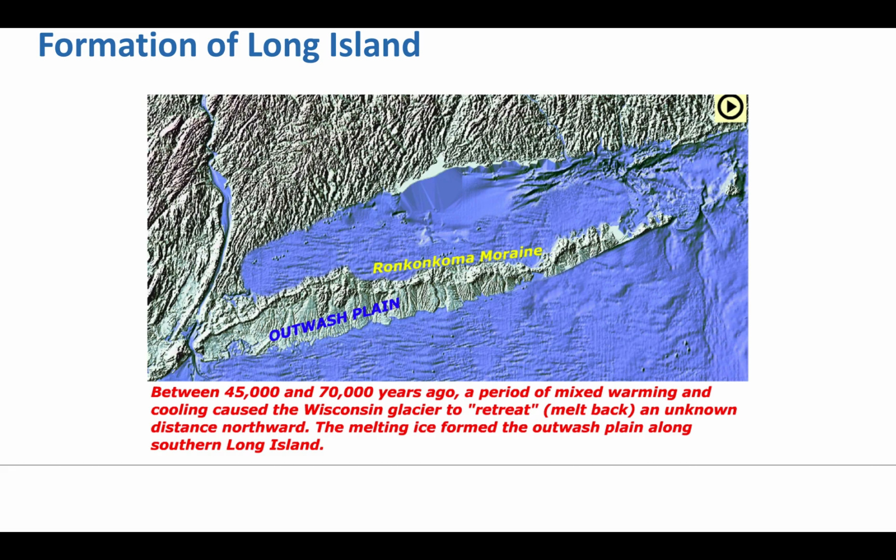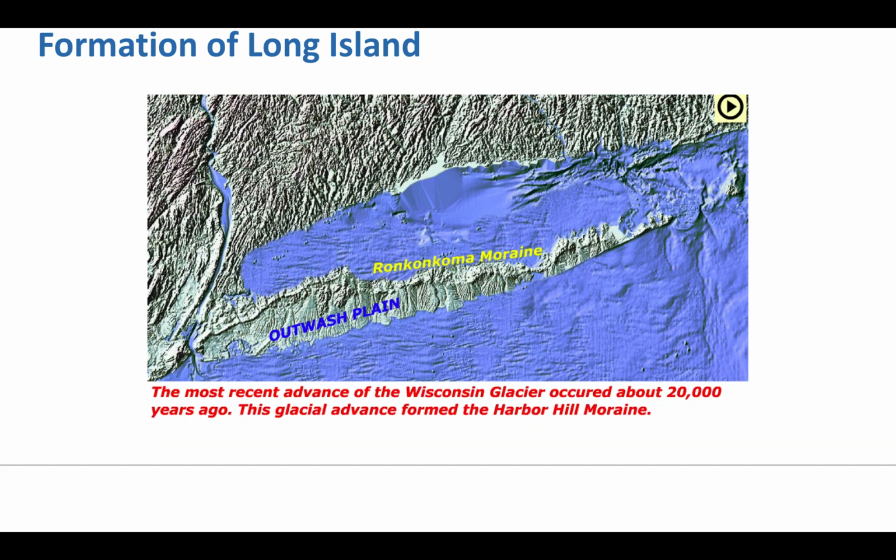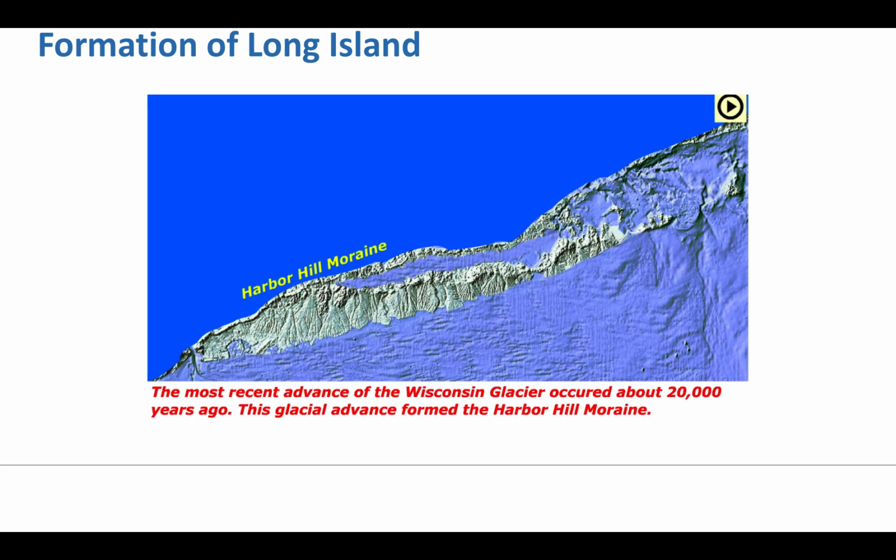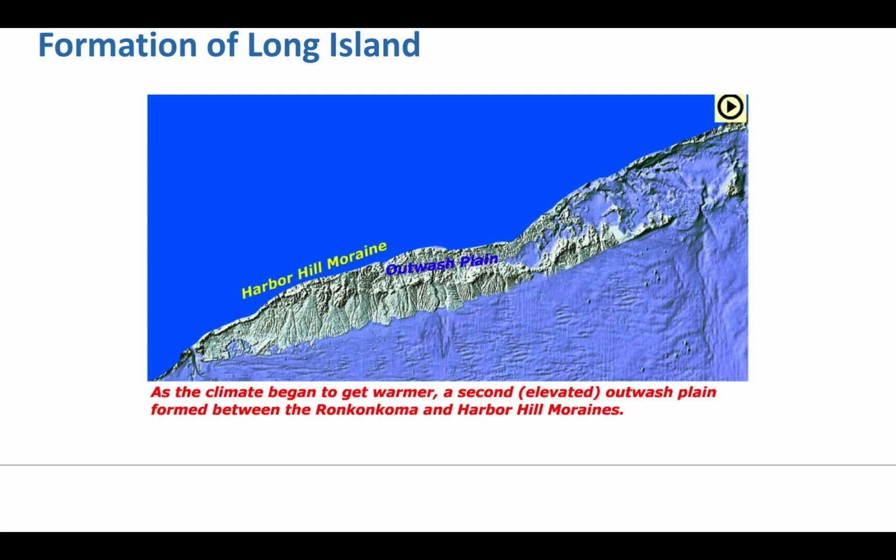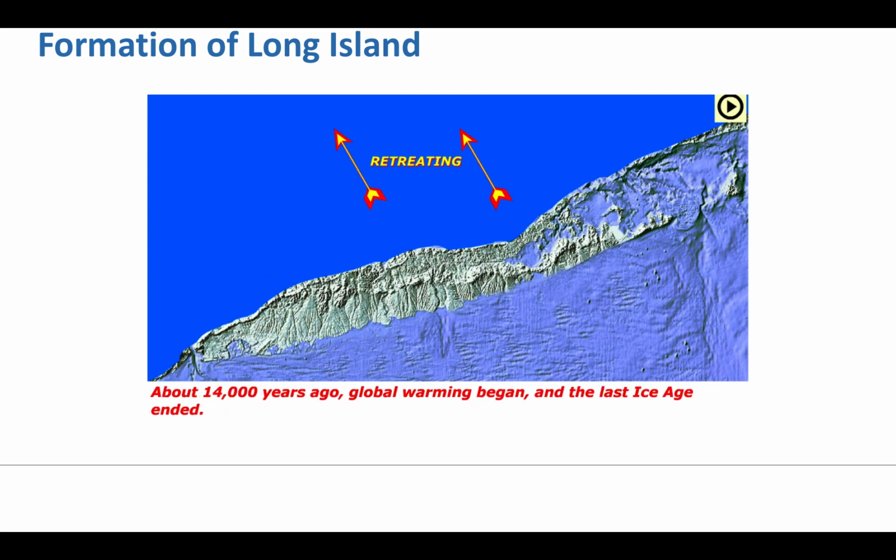Long Island is not completely done yet. That's because it took 2 glaciers to make Long Island. So the glacier came through, dropped its sediments, and it created the Harbor Hill Moraine. The outwash plain got pushed further out to fill in the gaps to create Long Island.